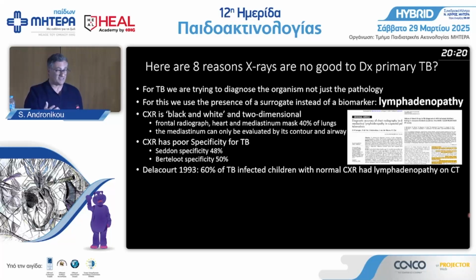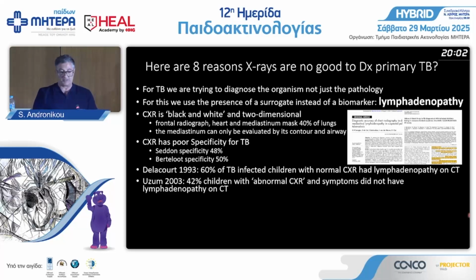And nobody's doing CT. When they did CT on a few patients, 60% of TB-infected children with normal chest X-ray, they called it a true negative, they put it as normal, it's not a true negative, it's a false negative. They had something abnormal on CT and they had lymphadenopathy.